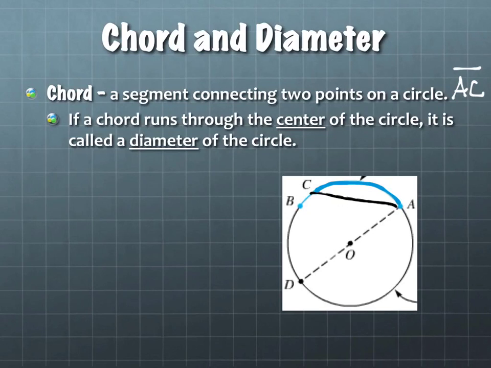If the chord happens to run through the center of the circle, we call that a diameter. And there's infinitely many of those. There's infinitely many chords as well. But in this picture, one of them's drawn in. What is the diameter that's drawn in on this picture right now? AD. AD would be the diameter on this particular picture. Okay, I'm going to stop this for now.